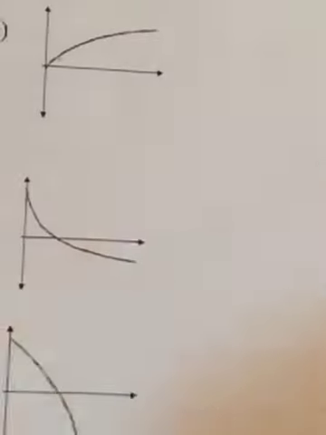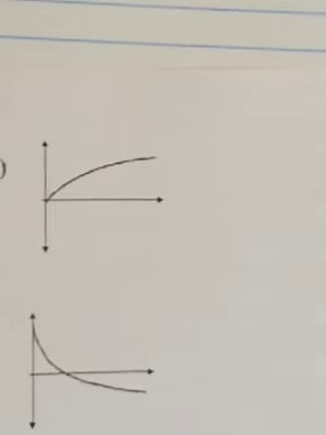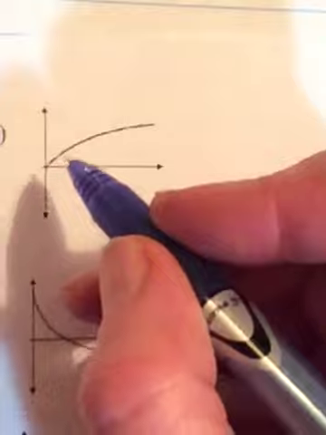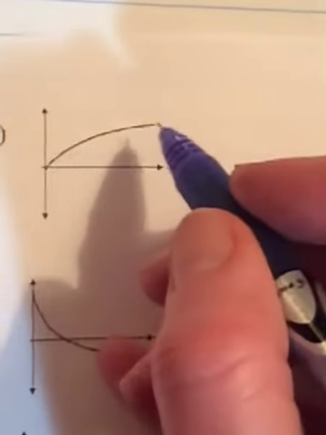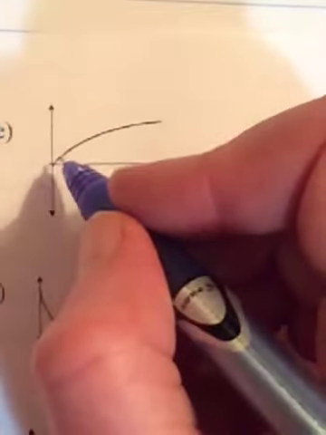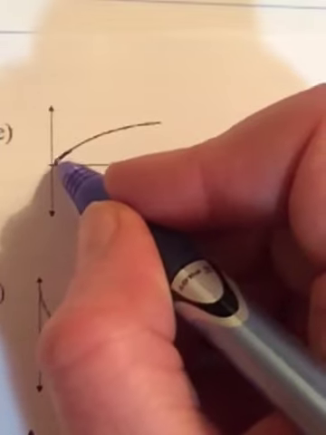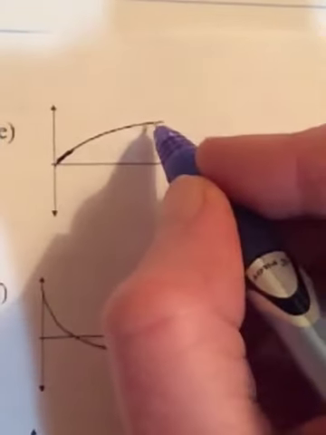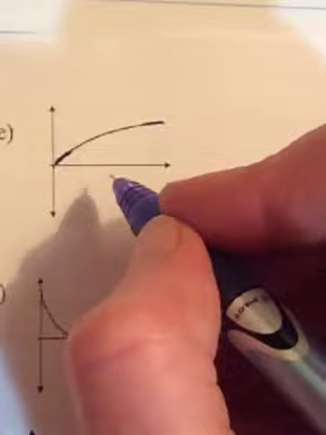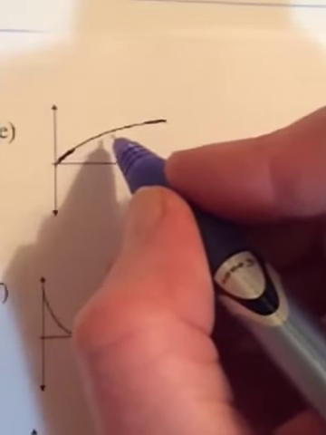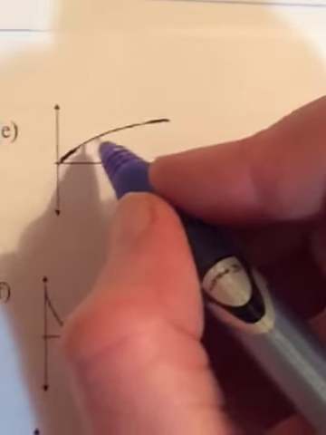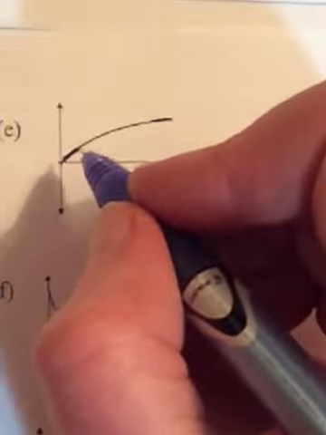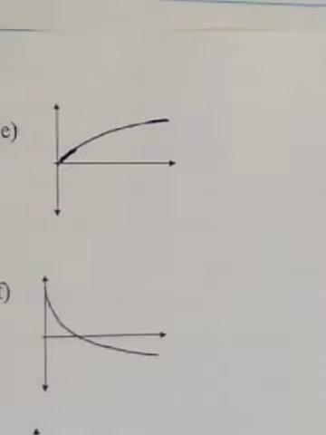Next, turn the page. Oops, I don't have anything on the back of my page. Let's try this one. There it is. E. Okay, again, slope is not constant, which means velocity is not constant. But this time the slope is decreasing. It's big here, and it's getting closer to horizontal here. So the slope is decreasing, which means the velocity is decreasing. So this object is slowing down.